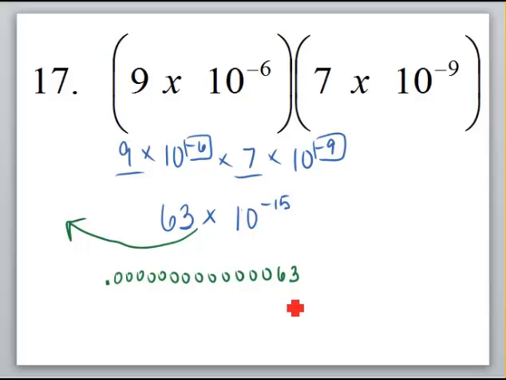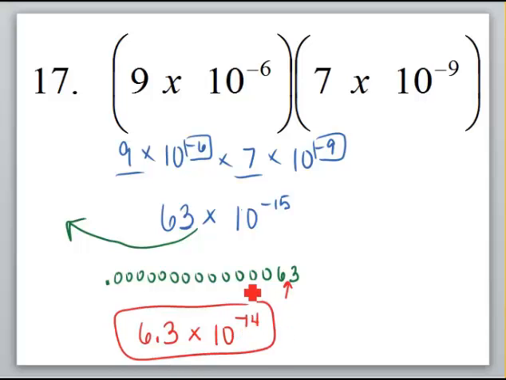In order to change this into scientific notation, I need to place my decimal between the 6 and the 3, so I'd have my first number between 1 and 10. So now I'll say 6.3 times 10 to the, that would require me to move it only 14 spots, and I do want my number to be really, really small, so I want it to be a negative exponent. And now I have it in scientific notation.